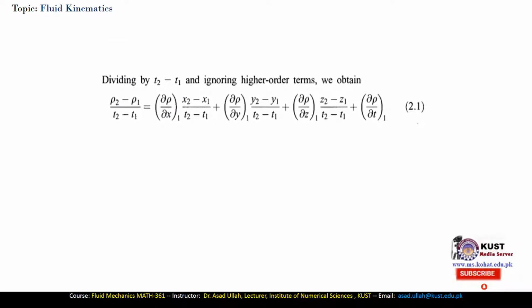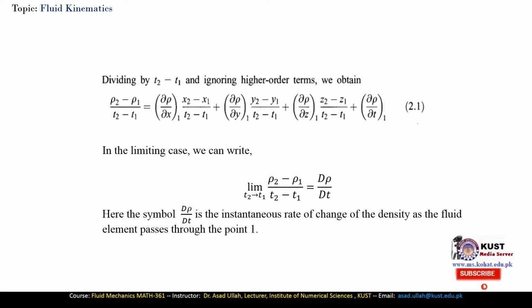Now adding minus ρ1 on both sides of the previous equation and then dividing by t2 minus t1. It should be noted here that if t1 and t2 are equal to each other, then we cannot divide by t2 minus t1. So dividing by t2 minus t1 such that t1 and t2 are not equal, and ignoring higher order terms, we get the result in the form of equation 2.1.